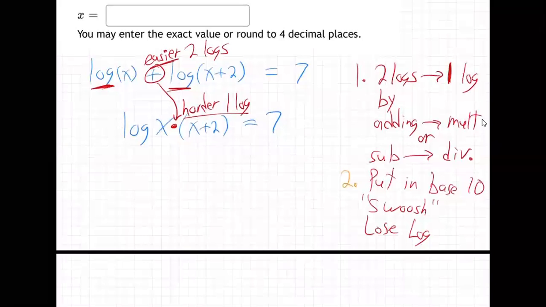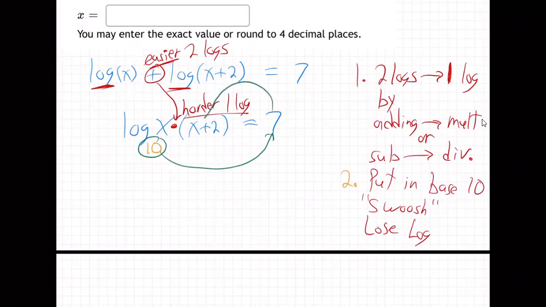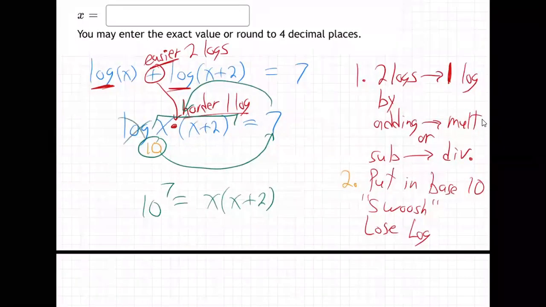So I'm going to put in the 10, right? Because every log really has a base. There's no such thing as a log without a base. There's always a base. If it's not there, it's invisibly there, base 10. And then do the swish. You grab the 10 and you go boom, to this whole thing. So that'll become 10 to the 7 is x times x plus 2. No more log. We crossed off the log word, right? We lose the log. Are you tracking with me there?